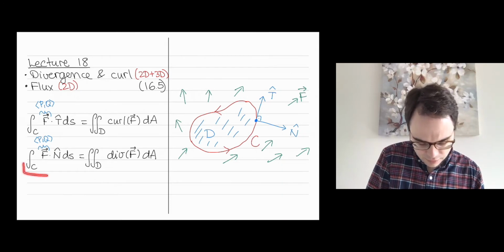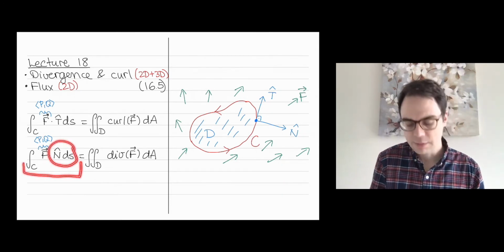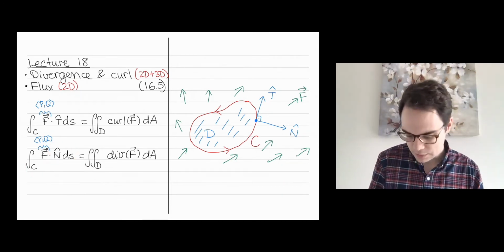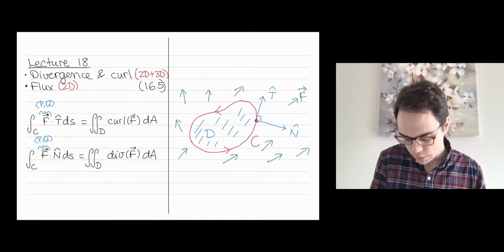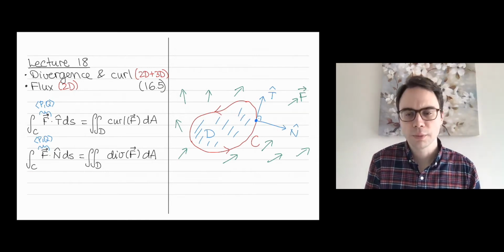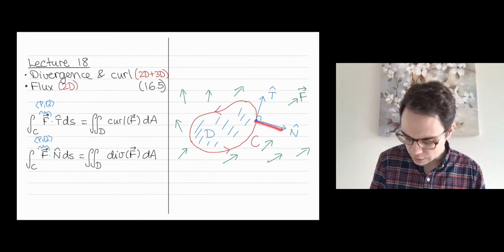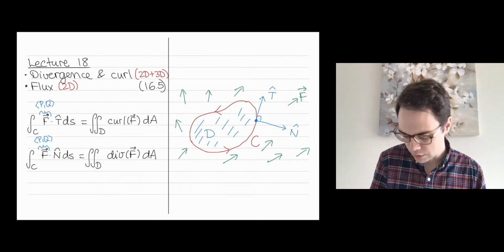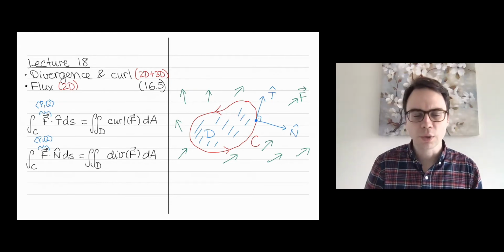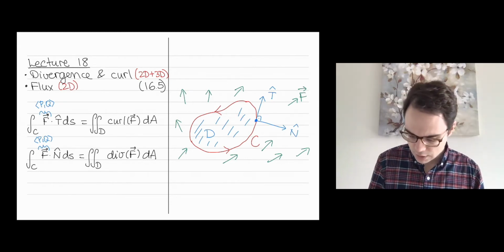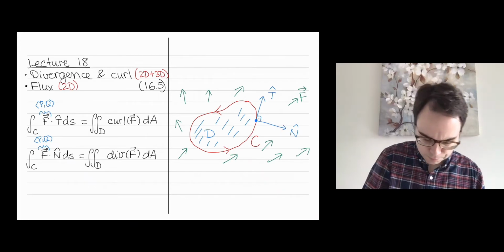In the second theorem, we don't talk about T times ds, we talk about N times ds. And here, for the second theorem, we want the outward unit normal. So we want this normal rather than this other one. If I tell you that a vector is normal to the curve at a point, this only leaves two possibilities. And here we want the outward normal.